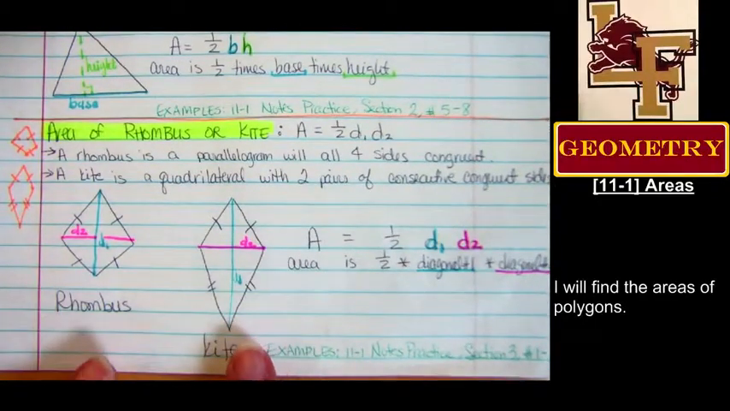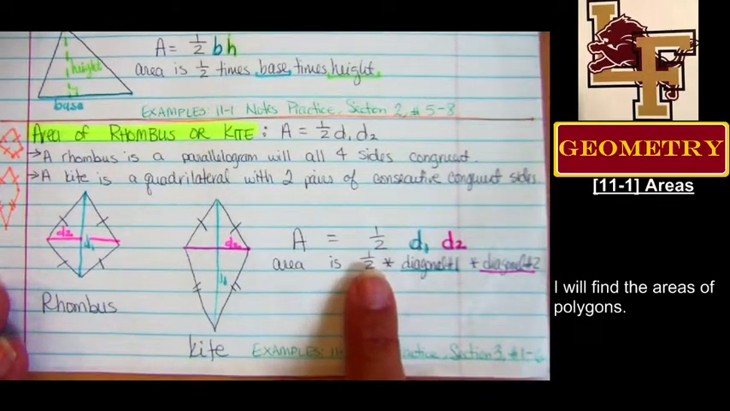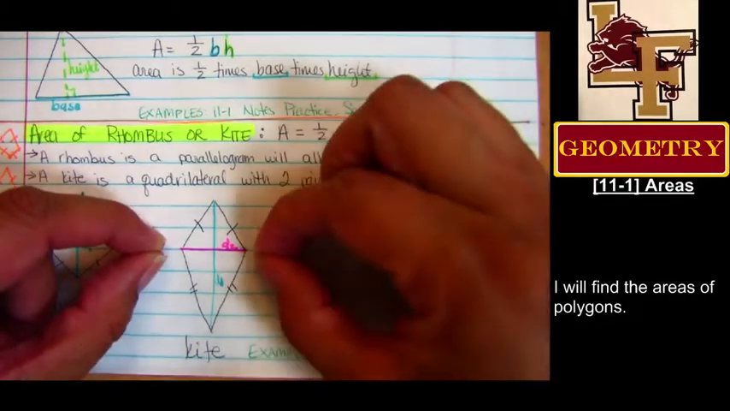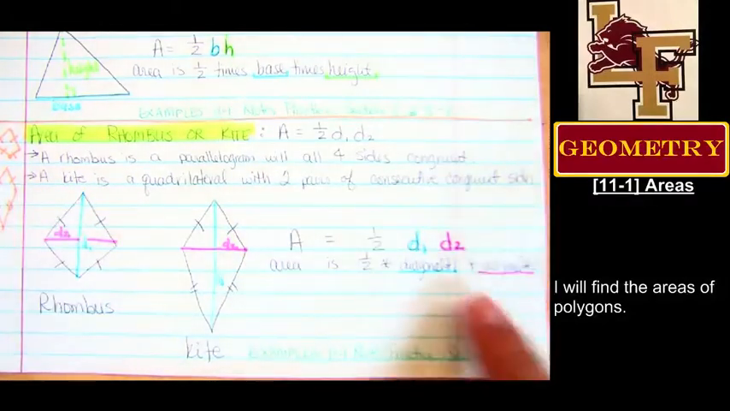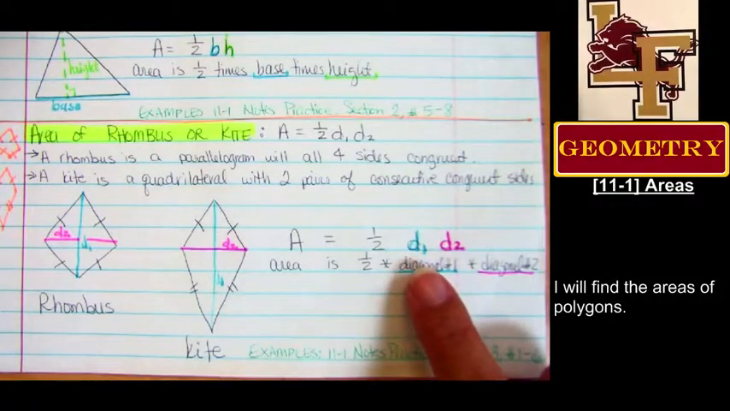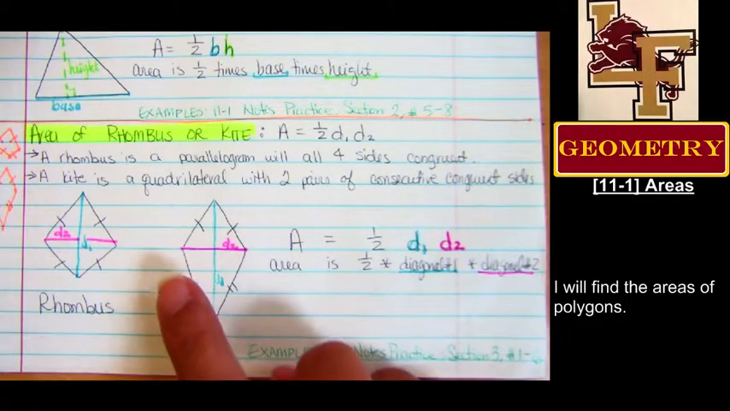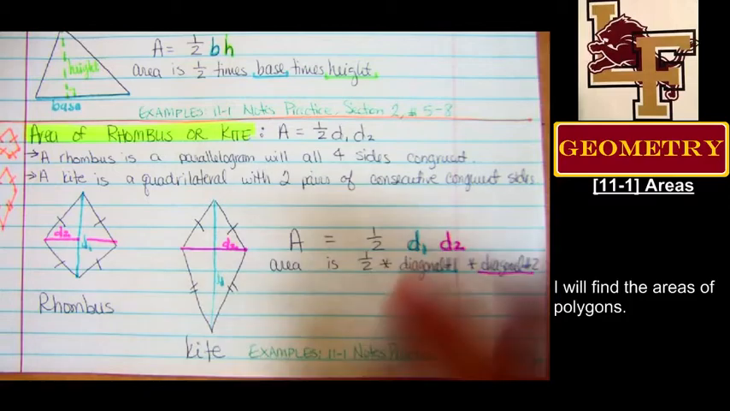Rhombus or kite, these two shapes are related. This is a rhombus, all 4 sides congruent. This is a kite, one pair of sides congruent, the other pair of sides congruent. Here's your formula. D1, D2 does not stand for distance, does not stand for diameter. The D stands for diagonal, from one corner to the other corner. And I have 2 diagonals, and so those numbers at the end are counting. Diagonal number 1, diagonal number 2. Okay?